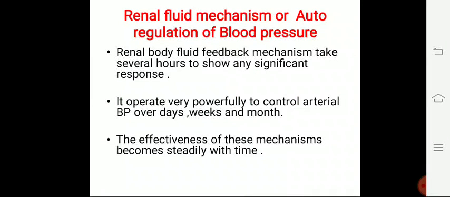Now we are going to discuss the direct mechanism. In the direct mechanism, first we are going to discuss the renal fluid mechanism, or the autoregulation of blood pressure. The renal body fluid feedback mechanism takes several hours to show any significant response. This mechanism operates very powerfully to control arterial pressure over days, weeks and months. The effectiveness of this mechanism becomes steadily greater with time. As long as kidney function is unaltered, this mechanism overcomes the disturbances that tend to alter the arterial pressure, such as increased total peripheral resistance over a long period, and thus is able to control the blood pressure.